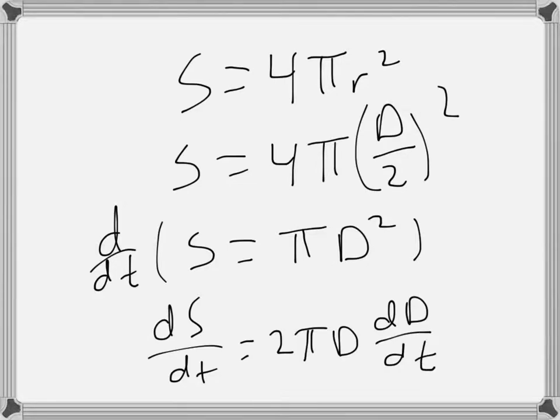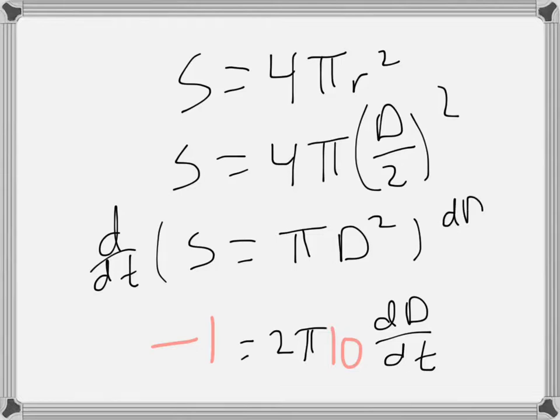Now let's see. I know dS/dt, so I can just go ahead and replace some numbers here. dS/dt, that's minus 1. The diameter was given to be 10, or we want to know the rate when the diameter is 10. So those are the numbers I've replaced. And so if I solve for dD/dt, that is equal to minus 1 over 20 pi.